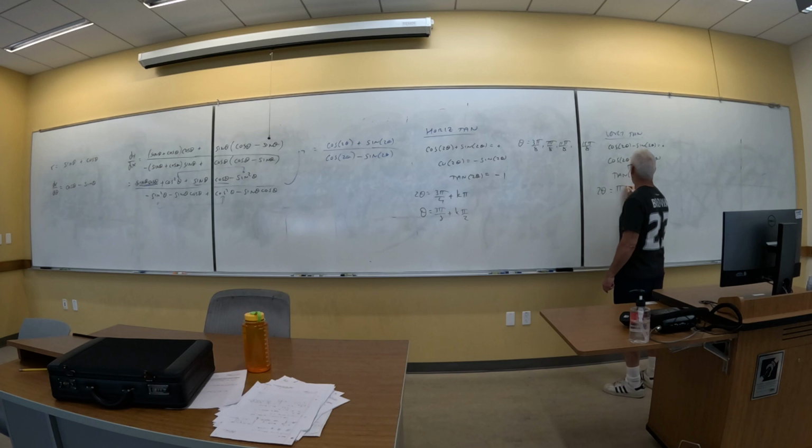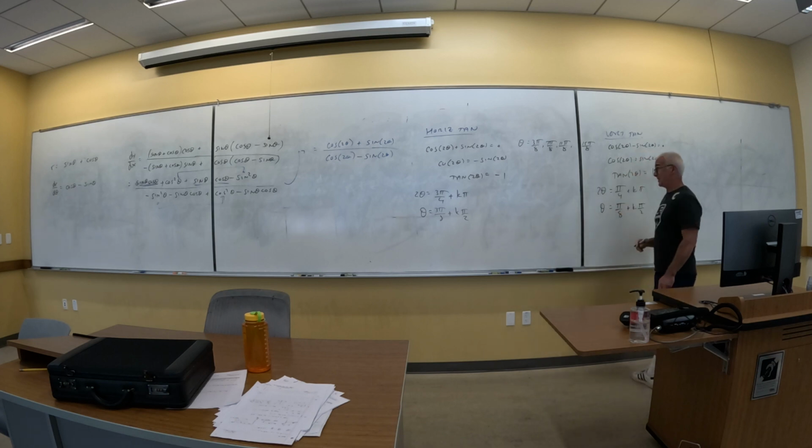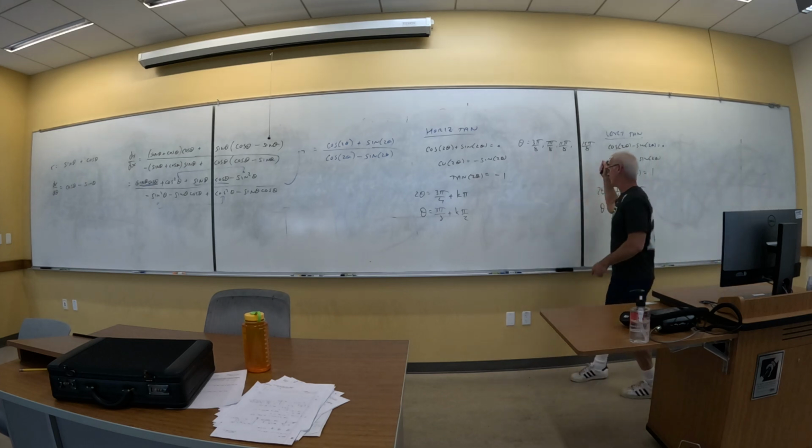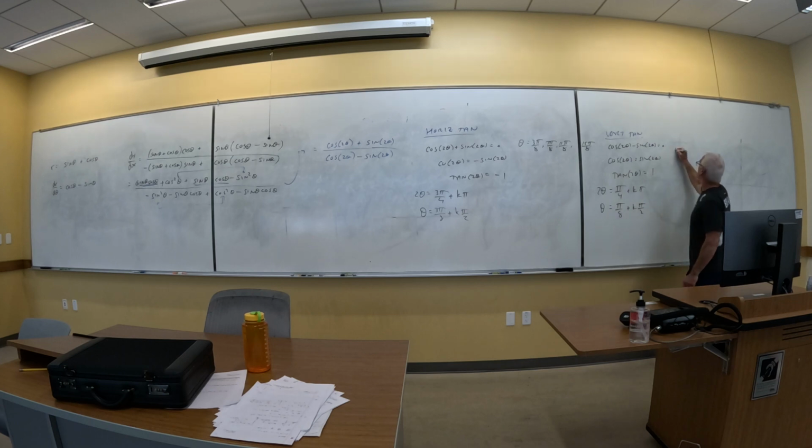So 2 theta is pi over 4 plus k pi. So theta is pi over 8 plus k pi over 2. These are not the same angles. Not at all. They're the other eighths that are odd. So I'm going to get theta is pi over 8, 5 pi over 8, 9 pi over 8, 13 pi over 8.